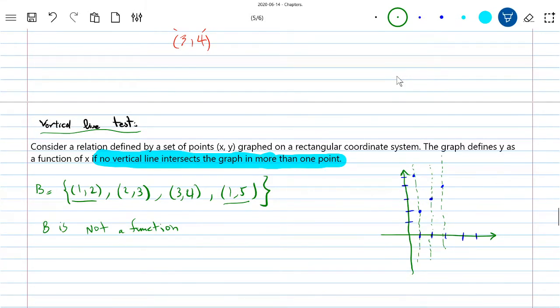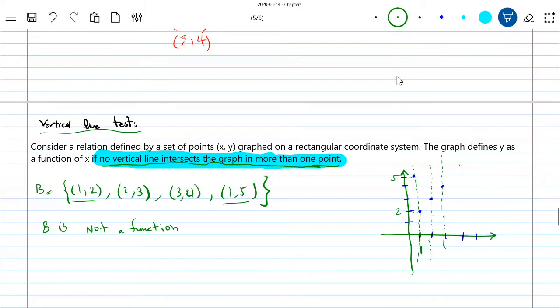Why is it not a function? Because they both will have the same x value. In this case, they both have the same x value, but the 2 points have different y values. This one has a y value of 5, the other one has a y value of 2. So a relation is a function if no vertical line intersects the graph at more than one point.